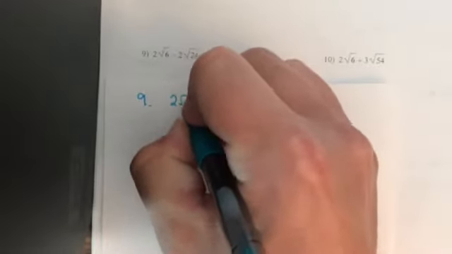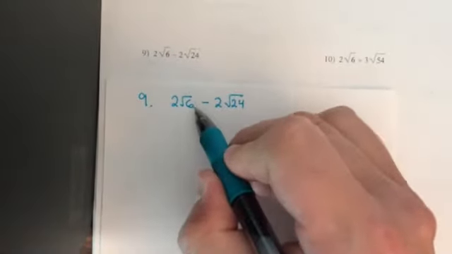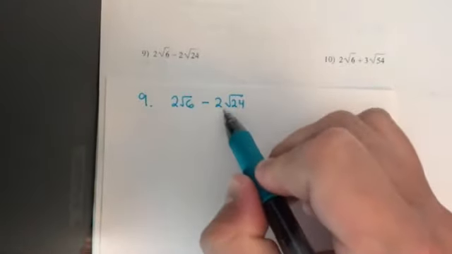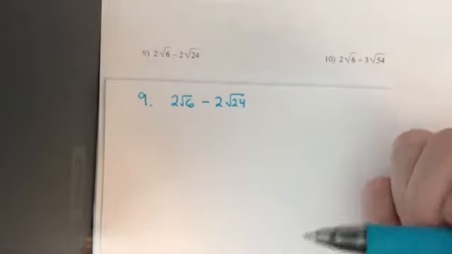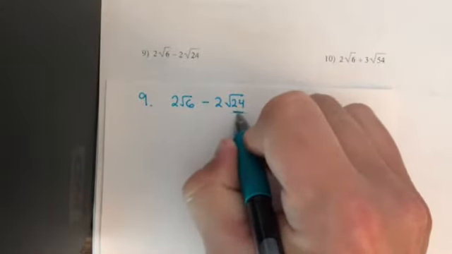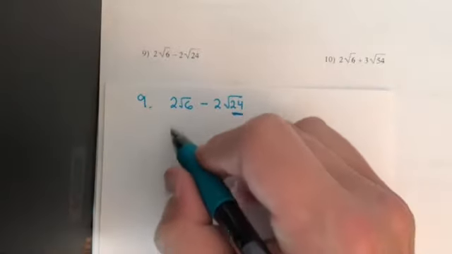You'll notice on problem number 9, 2 times the square root of 6 minus 2 times the square root of 24. 6 is not the same thing as 24. So this is like having 2x minus 2y. They're not like terms, you cannot combine them. You may notice, though, there is a perfect square factor of 24. We do have to simplify that.